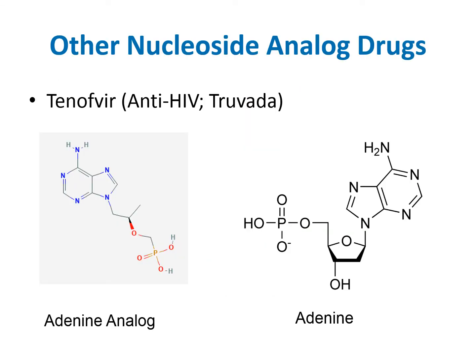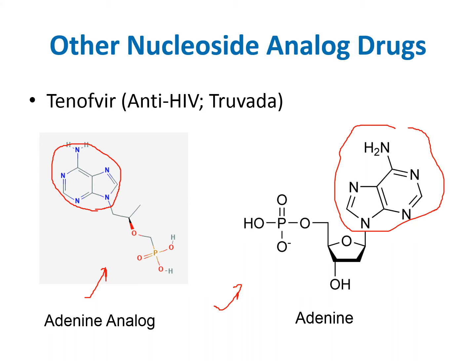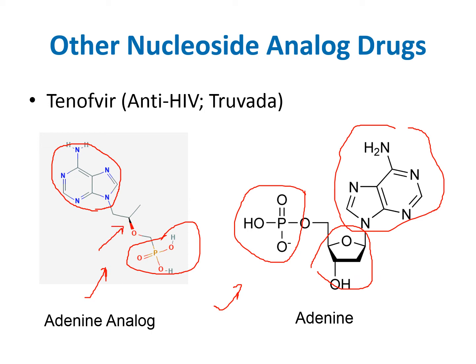Acyclovir isn't the only nucleotide analog out there. Tenofovir is another nucleotide analog, but this one is for HIV. Sometimes this molecule is called Truvada as well. And if you compare the drug here on the left to an actual nucleotide on the right, you'll see there's some similarities. We have an adenine base here and here. We have a phosphate group here and here. We have a sugar group for our normal base, but there's no sugar group for the nucleotide analog.